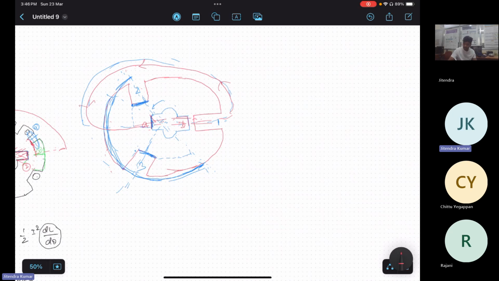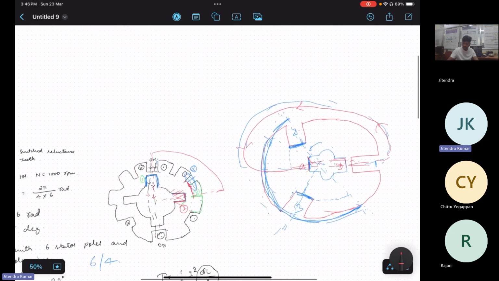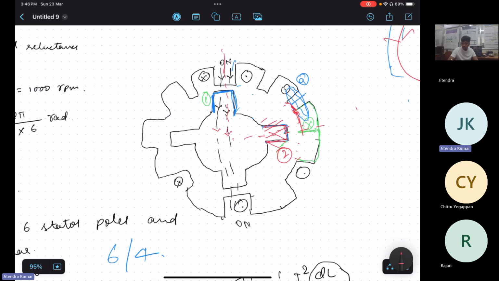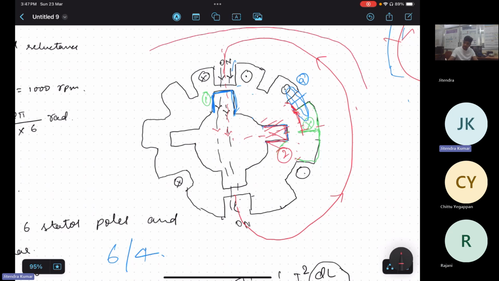Now, how many air gaps is it facing? If it is aligned, let me draw a line. If you need to draw the magnetic equivalent circuit, how will you draw? Three air gaps? Three different types of materials are crossed. No, first it crosses the stator part and the rotor part. After that, it enters into the air gap, and then it goes into the rotor part.